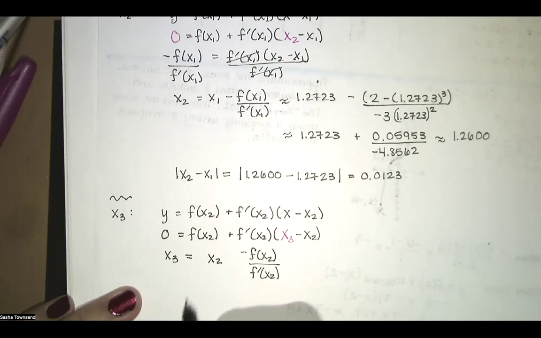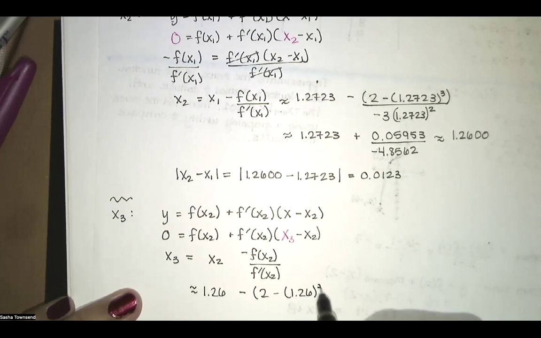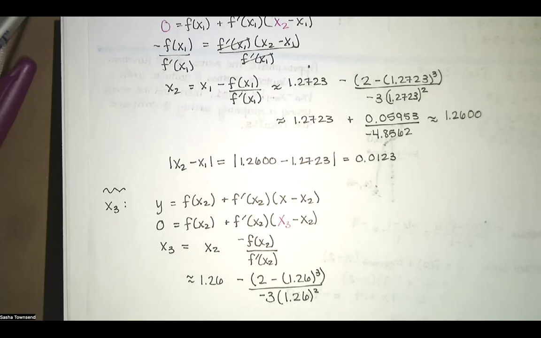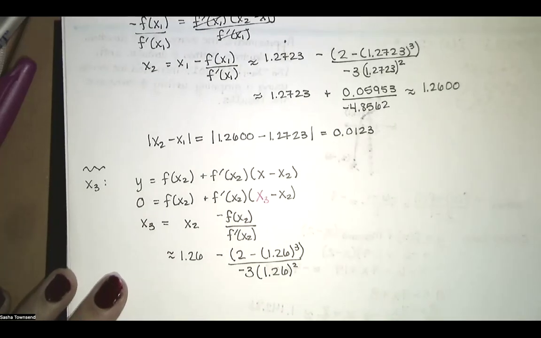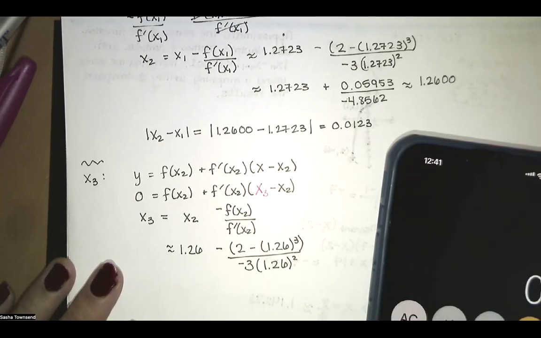And x2 was approximately 1.26. So then we'll subtract 2 minus 1.26 cubed. And then we'll divide by f prime at x2, so that's -3 times 1.26 squared. So that's just my function evaluated at x2, and that's my derivative evaluated at x2. You can see how tedious this is. That's why we usually have a calculator, or rather a computer, do it.